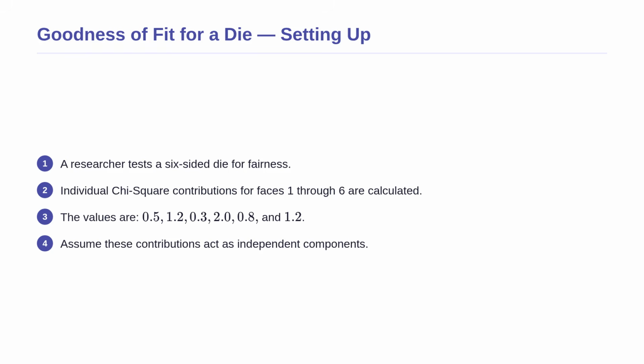Let us apply this formula to a real scenario. A researcher is testing a new 6-sided die to see if it is fair. They roll the die many times and calculate a chi-square error contribution for each of the 6 faces based on how often that face appeared compared to the expected number of times. The individual chi-square contributions for faces 1 through 6 are calculated as 0.5, 1.2, 0.3, 2.0, 0.8, and 1.2 respectively. Assuming these contributions act as independent components, we need to find the overall chi-square statistic for the entire die.